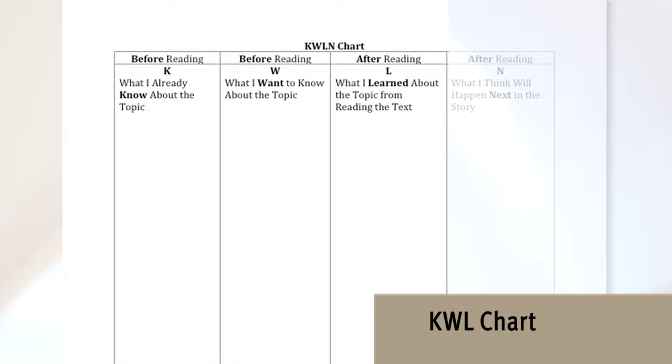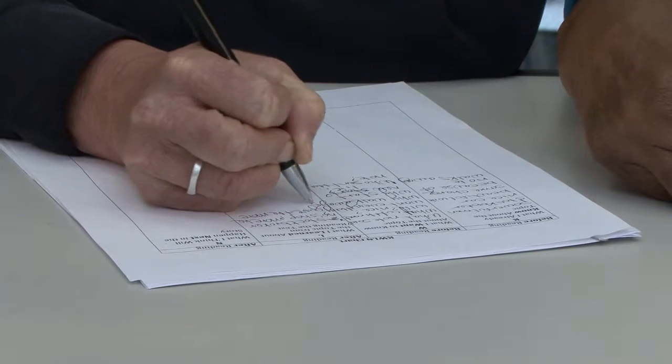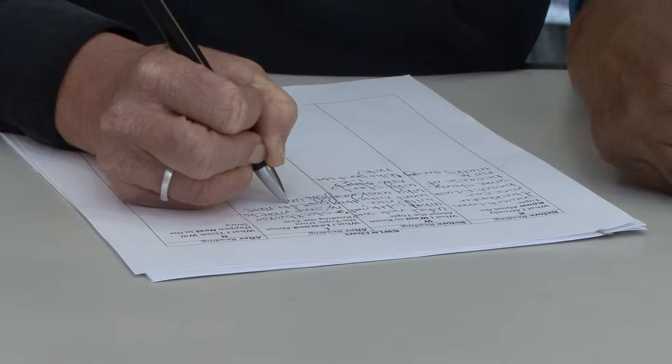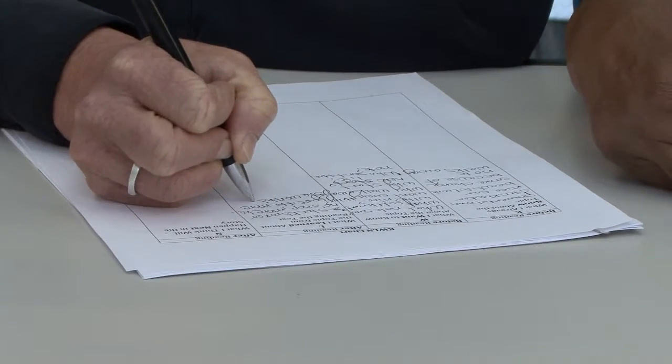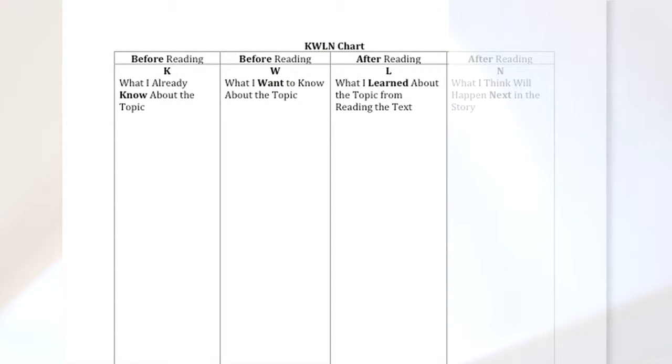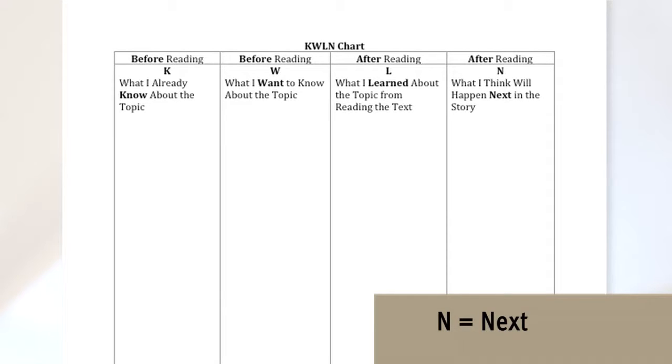A KWL chart is a type of graphic organizer. Graphic organizers are diagrams or charts that visually represent the relationship of ideas and information. You can enhance the KWL chart by including another recommended comprehension strategy, predicting what will happen in a text by adding an N to the chart. Students can then include their own ideas about what they think will happen next.